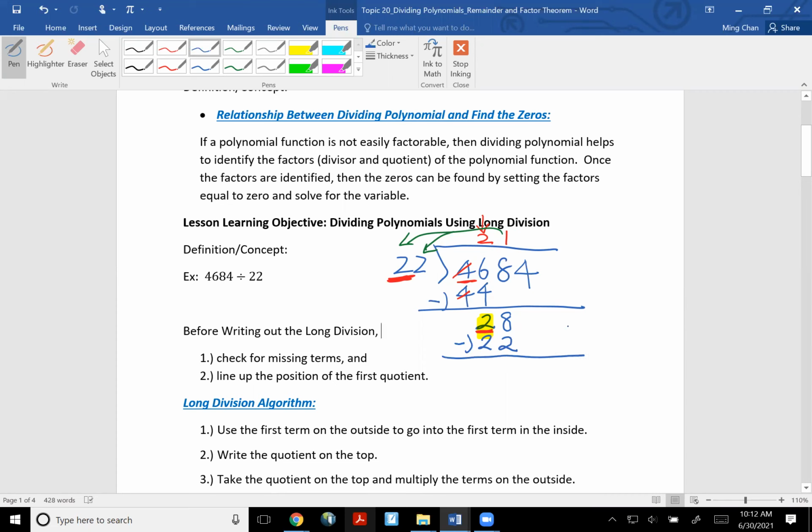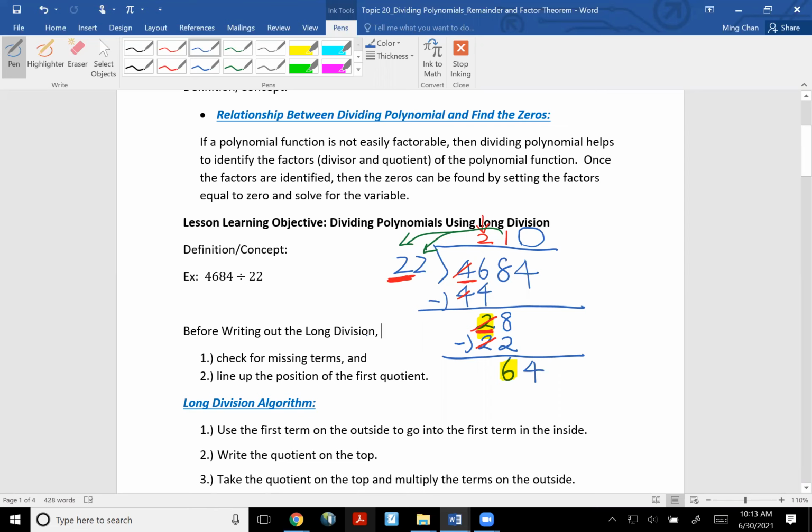Long division, we will subtract. The first term, 2 minus 2, should always cancel out. All right, 8 minus 2 is 6. All right, so that's only 1 term. So now I bring down the next term and start my process over. So now the first term in the inside is 6 now. So I go through the process again, take the first term on the outside, go into the first term in the inside so many times on top. Then I go through it again. Okay. So that's the way we actually gonna divide, dividing polynomials using long division.